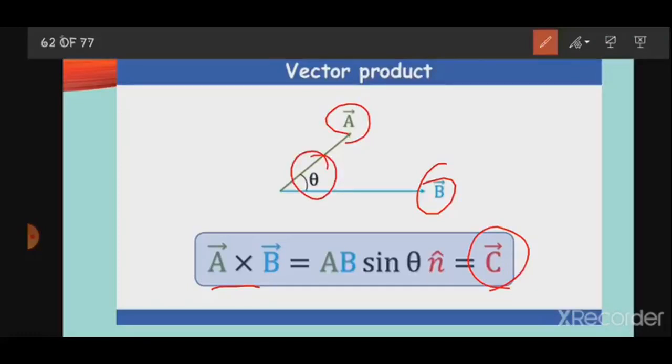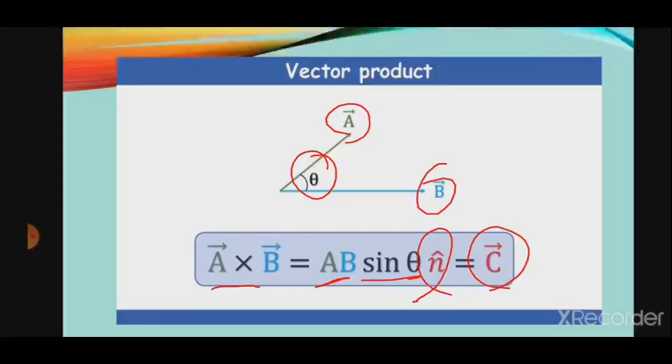The magnitude of the vector is AB times the sine of the angle between them, that is AB sin theta. And the direction of the product vector is perpendicular to the plane containing the two vectors, that is the n unit vector, according to the right hand screw rule or right hand thumb rule.